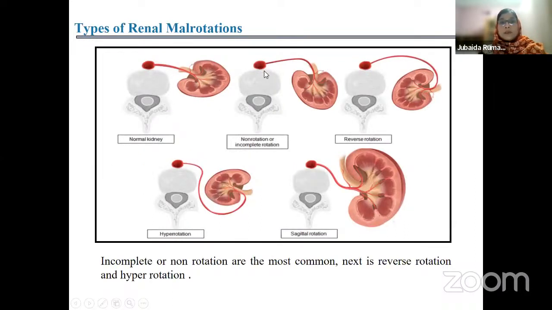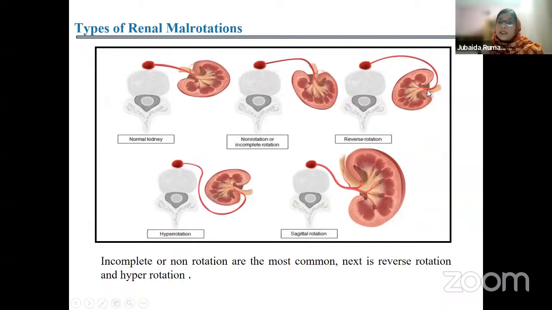According to the malrotation, they are divided into 4 important types. In the normal kidney, the hilum and the pelvis are located anteriorly or medially. But in non-rotation, which is the most common renal malrotation, the renal pelvis and hilum of the kidney are located laterally, or slightly laterally, in between anterior and medial. And the ureters and renal vasculature are directed laterally.